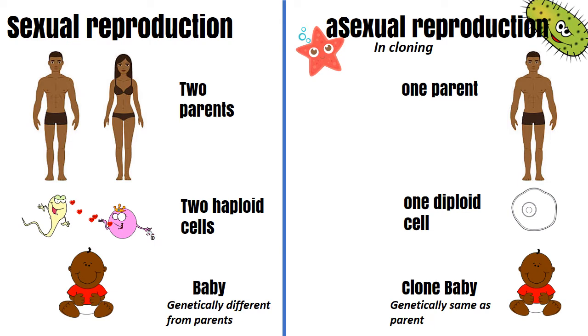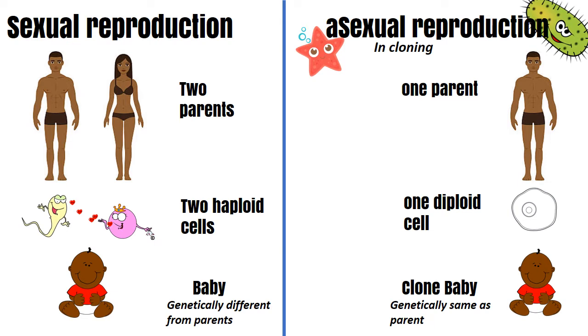The problem is, a clone needs all the DNA from one parent. So a haploid cell's pretty useless. It only has half the DNA that it needs. It needs a diploid cell, a cell with all the DNA to make a human.